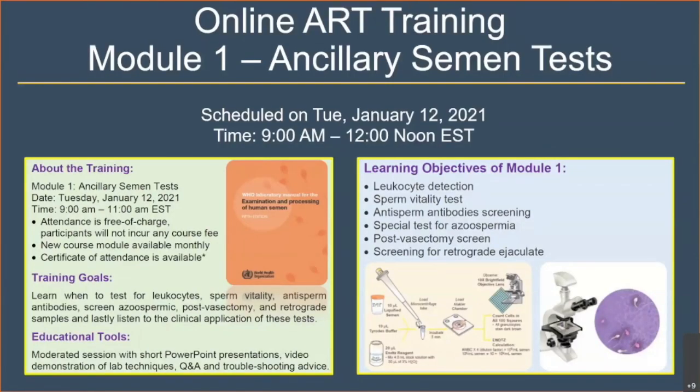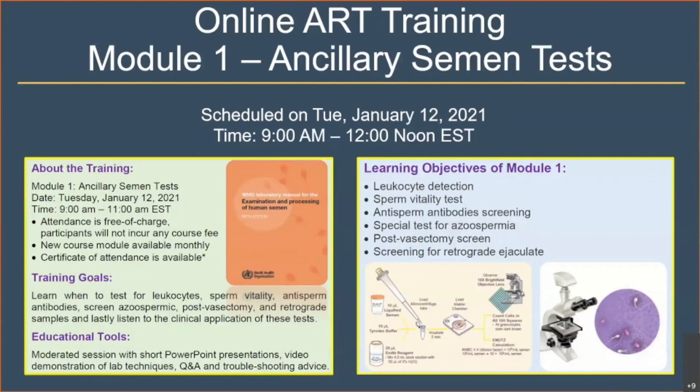So this is today's program. The learning objectives today: we have a very, very good program, and you will see this is part of the semen analysis, and it is like a hidden gem. Most people will not know many of these tests that are basically done as part of semen analysis as indicated.